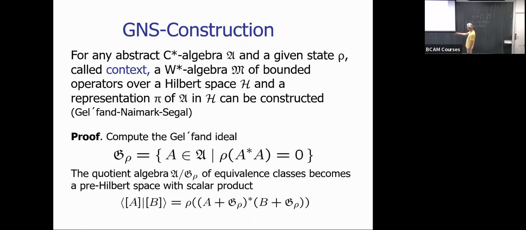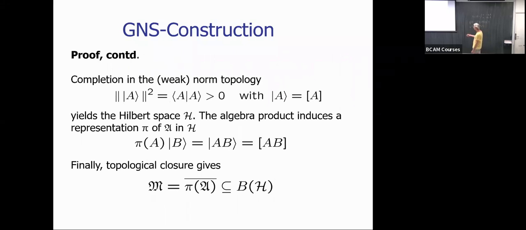And then we take the quotient algebra of equivalence classes of the algebra. On this space, we can define a scalar product, namely the scalar product of the equivalence class corresponding to the observable A and the observable B is given by the state evaluated on the adjoint of the class with representative A times the class with representative B. Because we have a linear functional, we can evaluate this, and then we can identify these equivalence classes with vectors in a Hilbert space. And then we can complete this in the norm topology. So from the algebra, we obtain the Hilbert space by this construction.